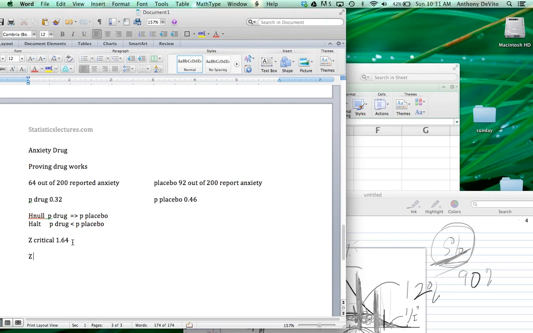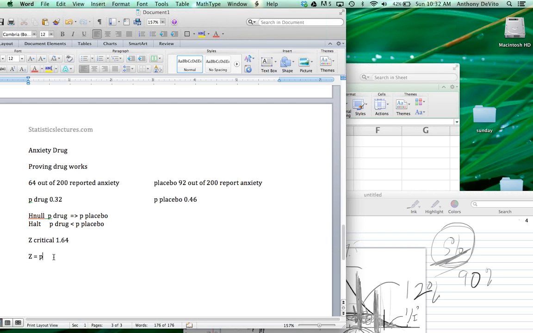Okay, so now we actually have to calculate what z is going to be equal to. Remember z, because I'm not even going to bother looking at t, because we know that sample sizes have to be such. In both cases, 64 out of 200 leaves 100 and whatever, 92 leaves 100 and whatever. So we know that in both cases we have a sample size of more than 30, more than 15 on either side of the proportion.